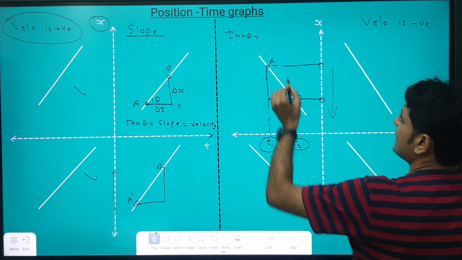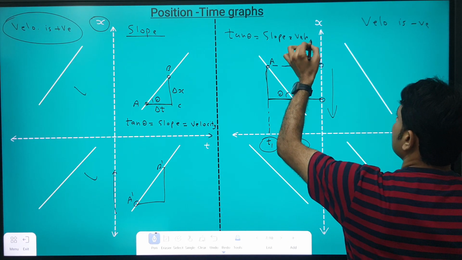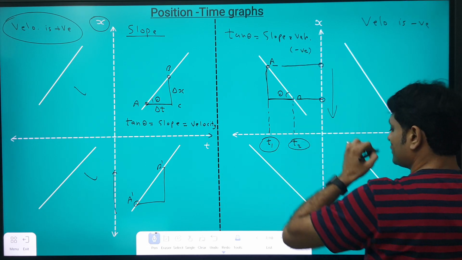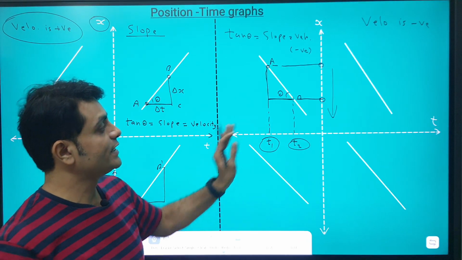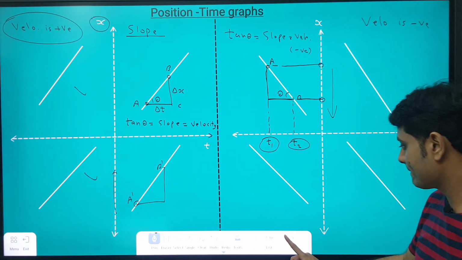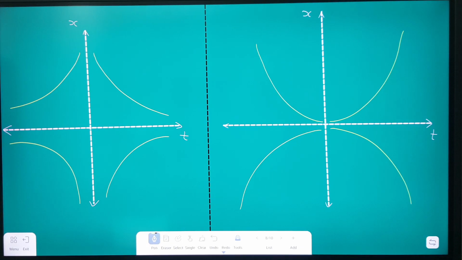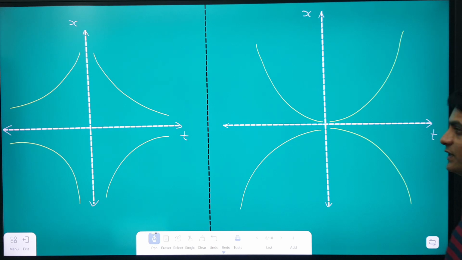So tan theta will be the slope. Slope gives velocity, but in this case velocity is negative. So if you see such a type of graph in your exam, then always take velocity to be negative. Now let's see another one. I said I will cover each and every type of graph. So let's see, if the graph of x versus t is given like this.